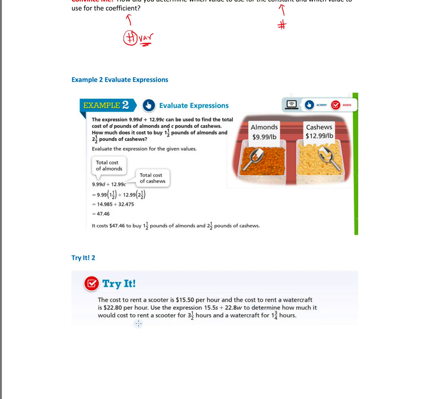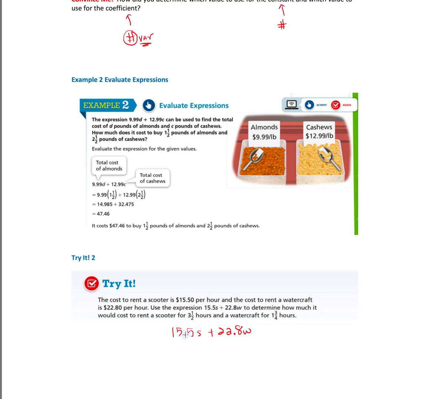And we're supposed to determine what it would cost to rent a scooter for 3.5 hours and a watercraft for 1 3/4 hours. So the process is going to be rewrite the expression just as it's given. So I'm going to write 15.5 S plus 22.8 W. Then I'm going to write it with the value for S that I'm told put in there and the value for W that I'm told put in there.